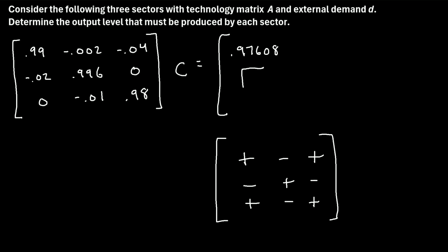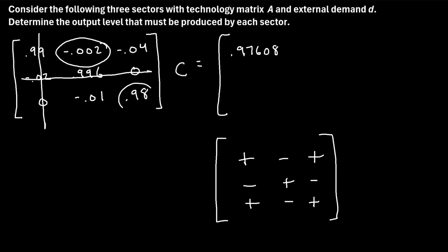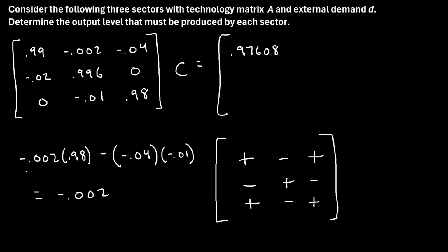Now to find the next element in the cofactor matrix, that is the element in column 1 in row 2, we temporarily imagine that we eliminate column 1 and row 2, and we find the determinant of the resulting 2 by 2 matrix. So that would be negative 0.002 times 0.98 minus negative 0.04 times negative 0.01. When we do that calculation, we end up with negative 0.002, and then we have to multiply it by a negative 1. So this would actually turn it into a positive 0.002. So for this element in the cofactor matrix, we get 0.002.